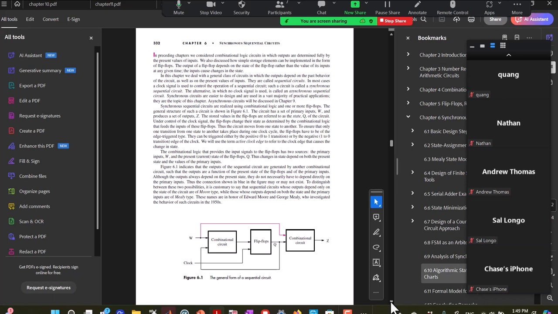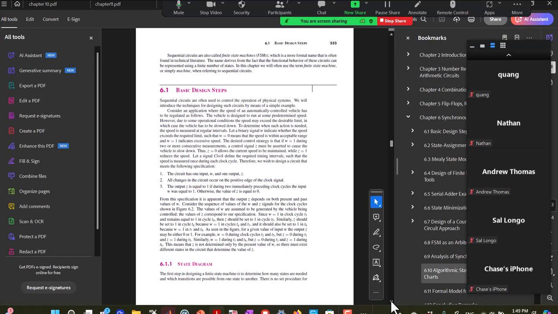Okay, so sequential circuit. The outputs depend on the past behavior of the circuit as well as the present value of the inputs. So that's our definition of a sequential circuit. Whereas a finite state machine, well, it would appear that my true-false question was wrong, but I still like it. The textbook says sequential circuits are also called finite state machines, which is a more formal name often found in technical literature. The name derives from the fact that the functional behavior of these circuits can be represented using a finite number of states.